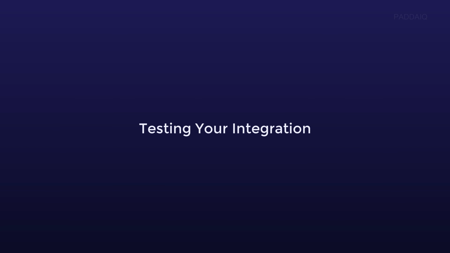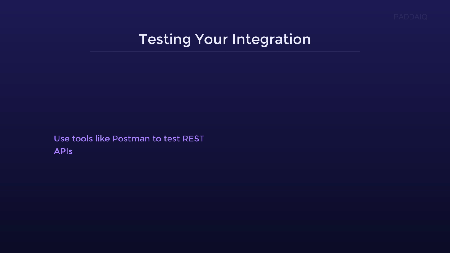Testing your integration. Use tools like Postman to test REST APIs. This means sending requests to your API and checking responses to ensure it works as expected. For example, you might send a request to create a sales order and verify the correct data is returned. This hands-on testing confirms your integration is functioning properly before moving forward.